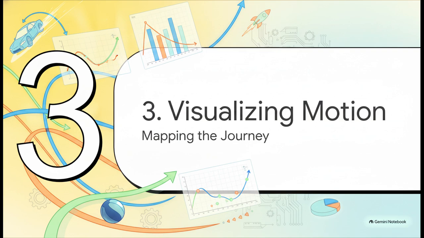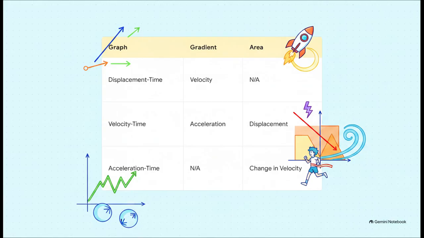Section 3. Visualizing motion through graphs. Let's map the journey. This table is essentially your ultimate cheat sheet, consolidating the rules for our 3 main graphs. For a displacement time graph, the gradient, or the steepness of the slope, represents the object's velocity. For a velocity time graph, its gradient gives us the acceleration.